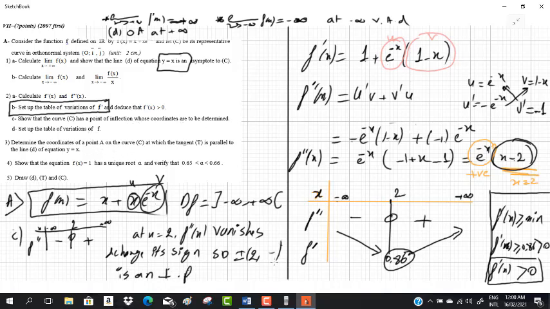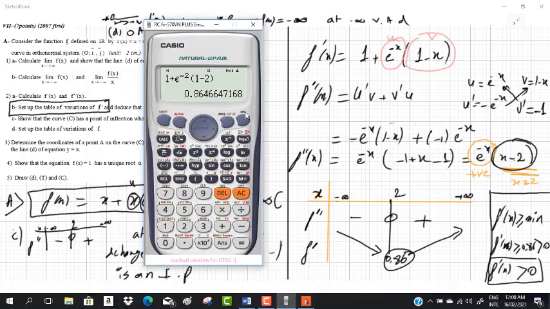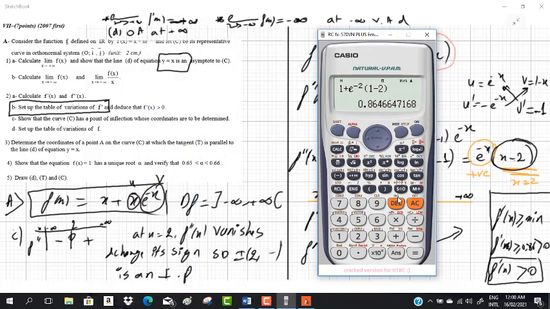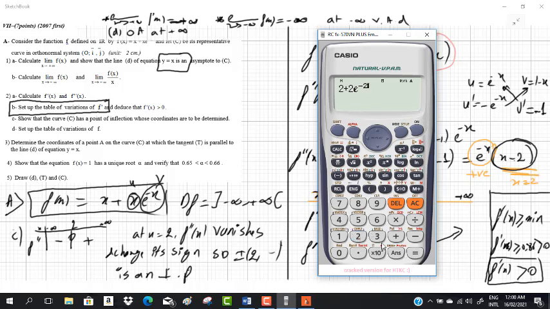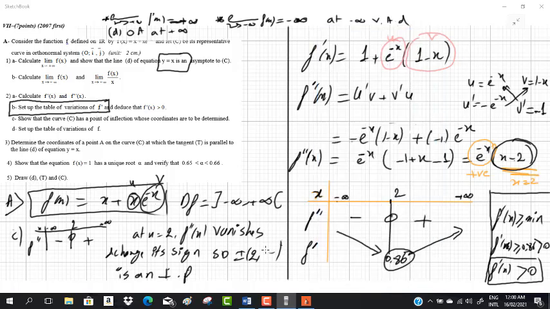Okay, for f of 2 we have to replace x by 2 in f. f of 2 equals 2 plus 2 exponential of minus 2. We replace in the function f, and the answer is 2.27.